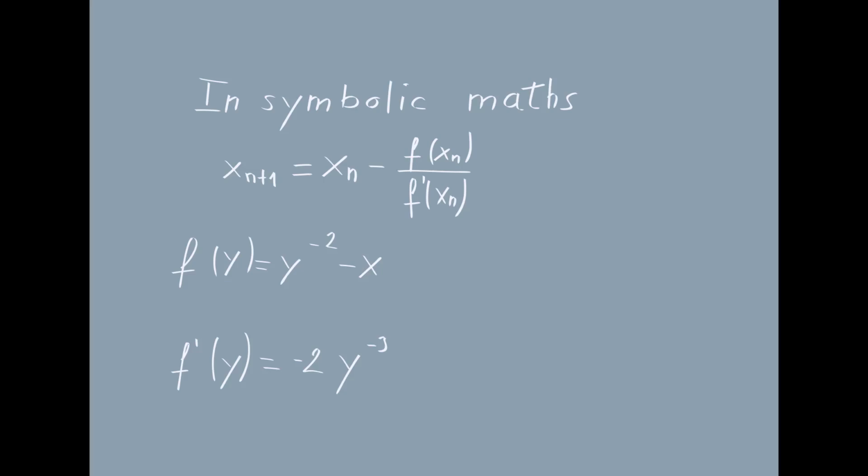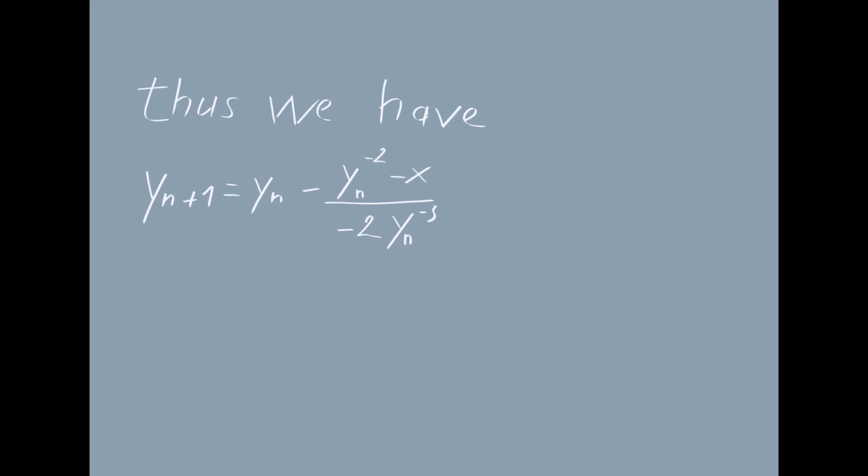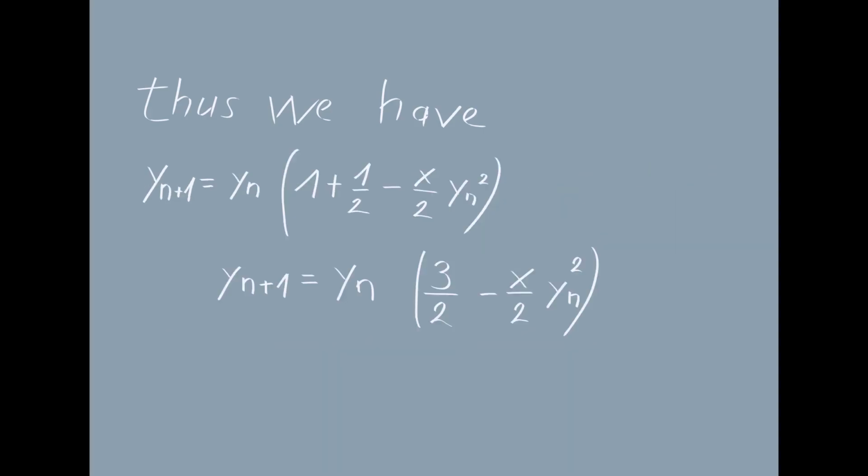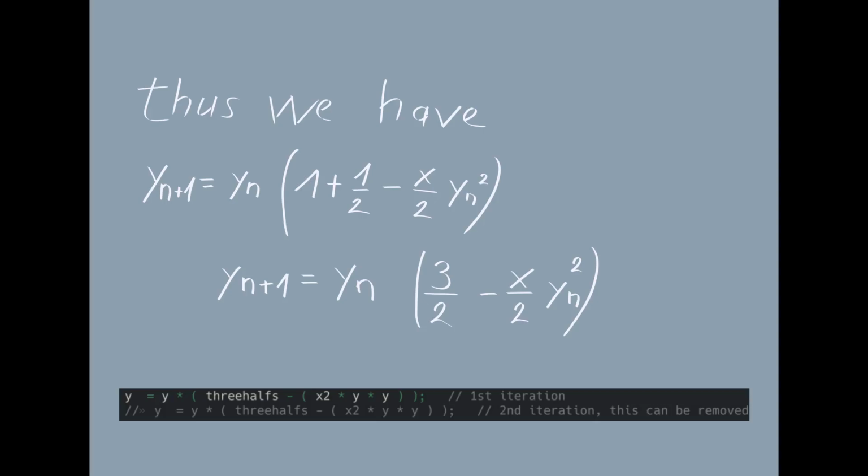We can use the Newton-Raphson method to solve that. The derivative is minus 2 times y to the minus 3. We plug that in the iterative solver for y and obtain this horrible thing. Let's start by removing this y to the minus 3 from under the fraction. If we simplify the fraction and perform the multiplication, the fraction gradually becomes nicer. Let's isolate yn to finally obtain yn plus 1 equals yn times (3 halves minus x over 2 times yn squared). That is precisely what is written in the code.